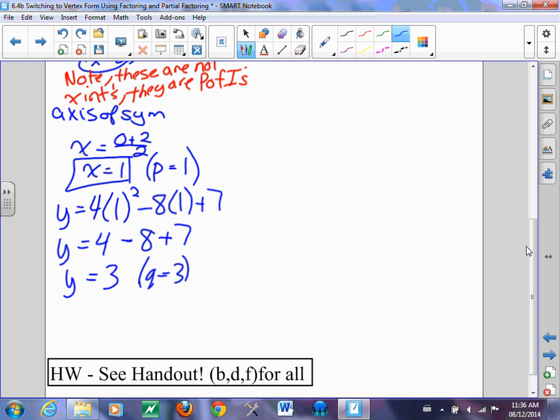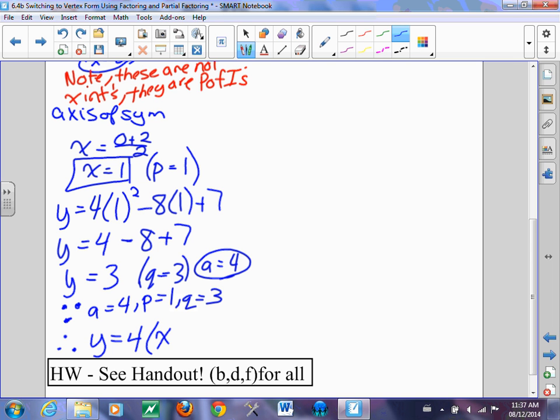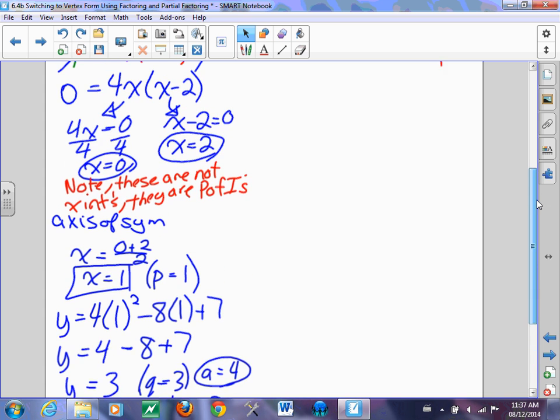Okay. And if we know that, folks, we've got a, p, and q. We forgot that a equals 4 from our standard form. Now we can sub it in. Since a equals 4, p equals 1, and q equals 3, let's sub it into the equation. We've got y equals a, which is 4, times (x minus p, which is 1) squared plus 3.